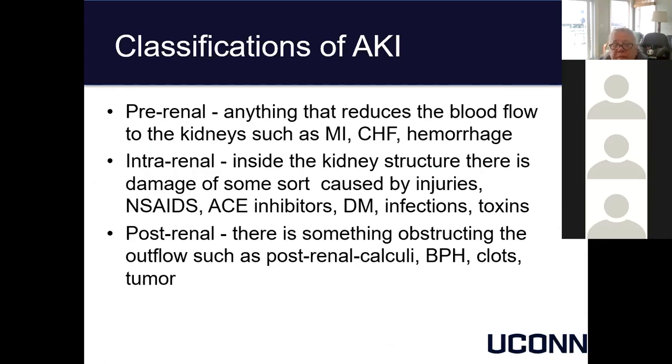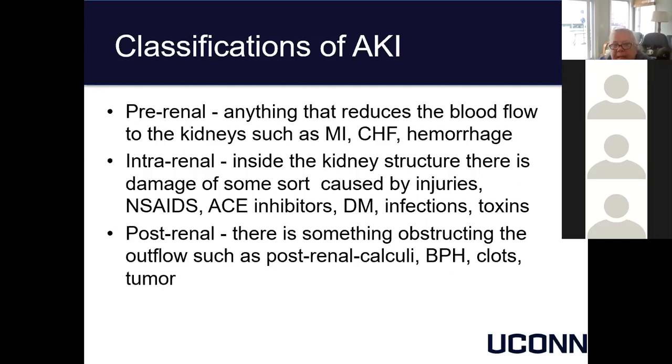Kidney injury can be classified in 3 different ways: pre-renal, intrarenal, and post-renal. Pre-renal means not enough blood is getting to the kidneys. There is something happening outside the kidneys before the blood gets to the kidneys that's making the delivery of arterial blood to the kidneys difficult. That's pre-renal. So we talked about these: MI, congestive heart failure, hemorrhage, things like that.